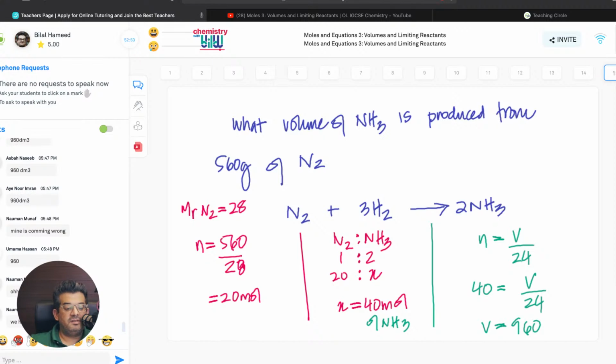Zahir, the number of bonds that you're asking me has got nothing to do with the mass of the molecule. The number of bonds has got to do with the bonding of the molecule.